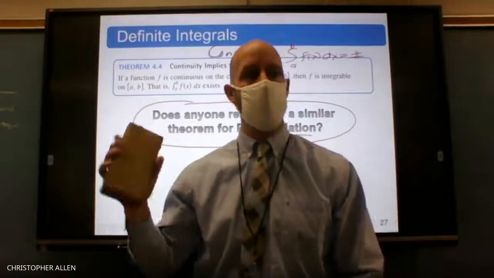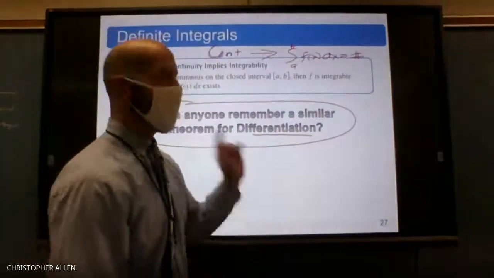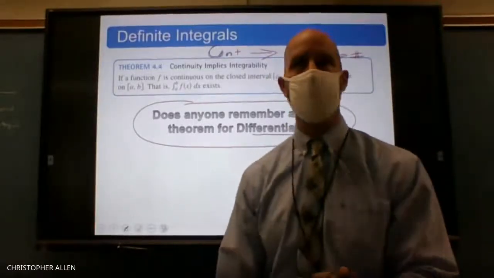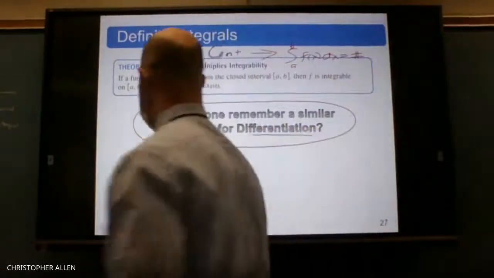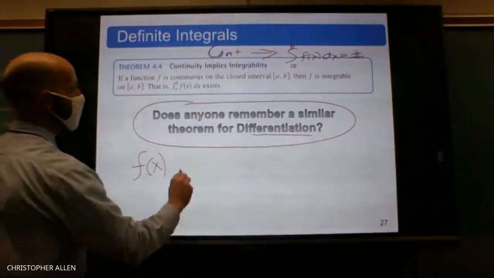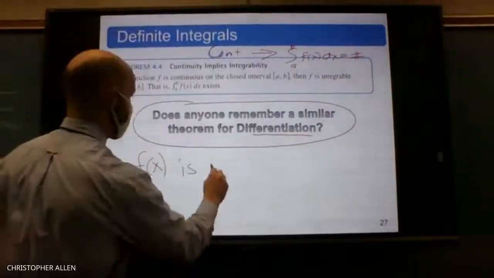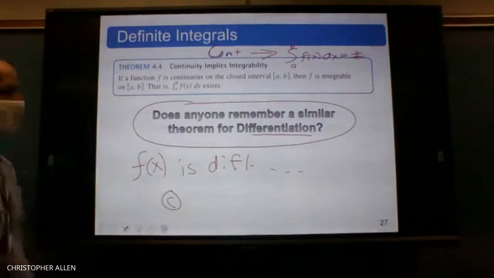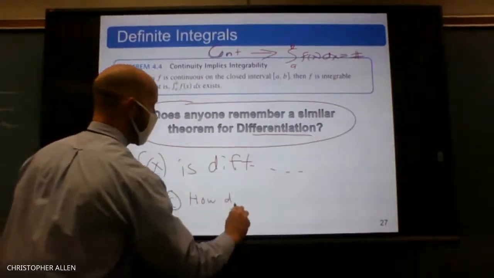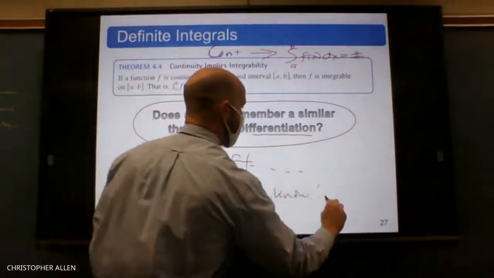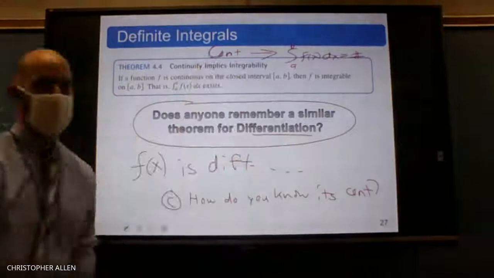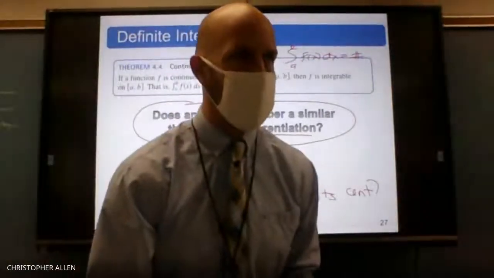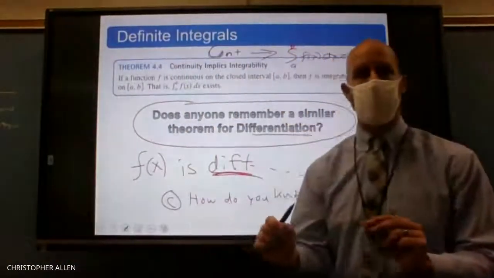On the AP exam, I think it was 2 years ago, there was a question worth a point, and I know that doesn't sound like much, but that could be the difference between a passing score and a non-passing score. It said that f of x is differentiable, and then it asks some questions. But one of the questions, say part C, is something about how do you know it's continuous? Guess how you know it's continuous? Because it was differentiable. By the way, Gaia, good job.